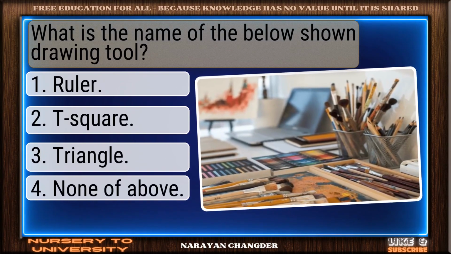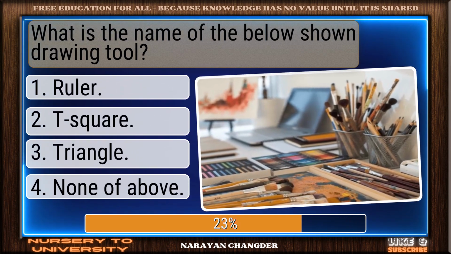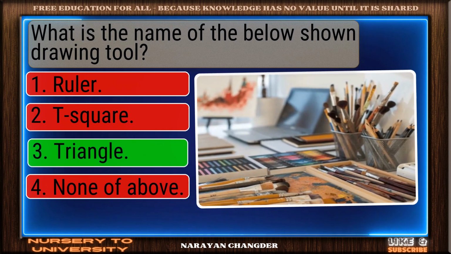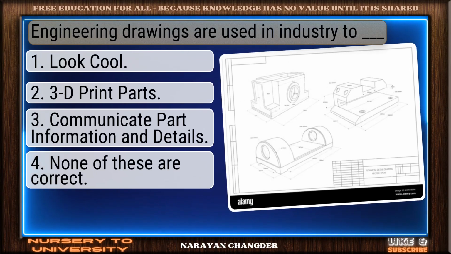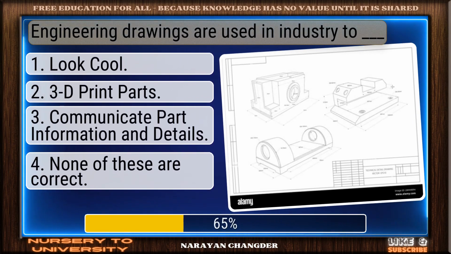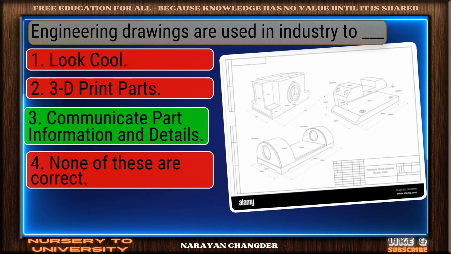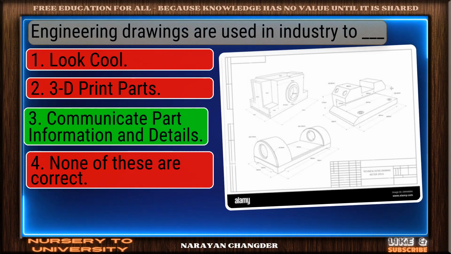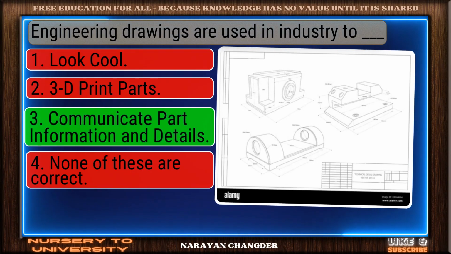What is the name of the below shown drawing tool? Bravo! Triangle is the answer. Engineering drawings are used in industry to dash. Right choice. Communicate part information and details is the best answer.